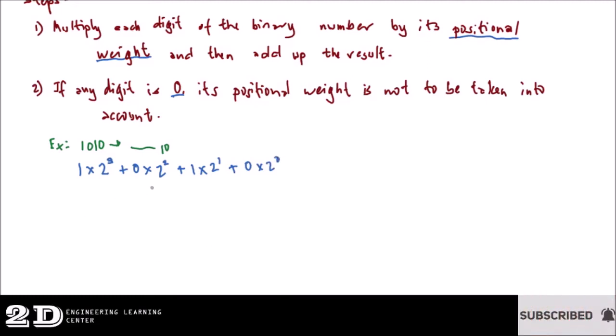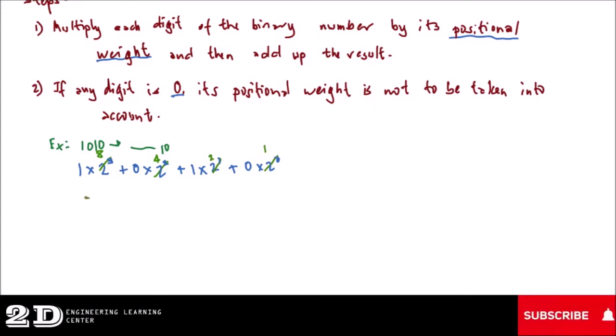Okay, so the next step: if any digit is 0, its positional weight is not to be taken into account. For example, here we have 1 times 2 to the power of 3, which will be equal to 8. Let's first have the values of the exponents. This will be 4, this will be 2, and this will be 1.